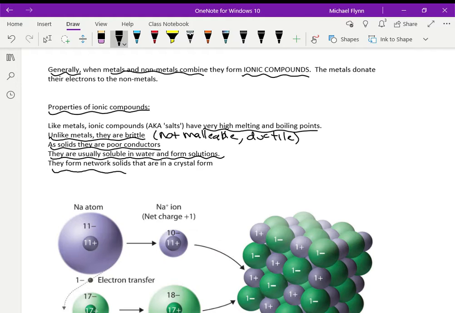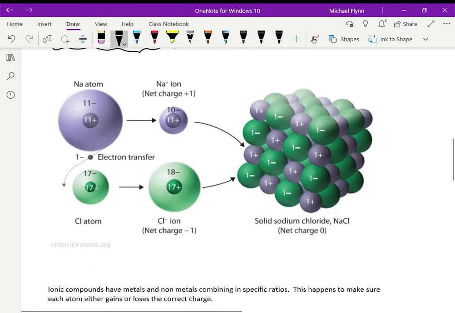They form network solids that are in a crystal form. So picture salt crystals, table salt crystals. They can actually be quite large. We grind them up, obviously, to put on our food. All right, so here's the deal. Let's talk about table salt. Let's talk about good old friendly sodium chloride. Sodium and chlorine by themselves are toxic, but when they combine and form table salt, they form an ionic compound, which is safe to eat.